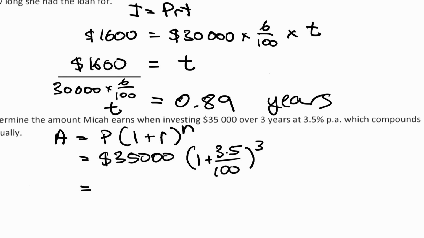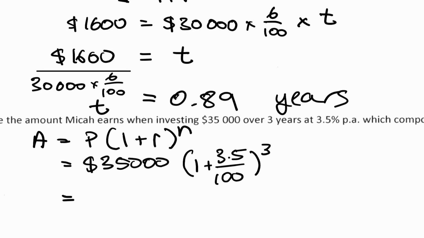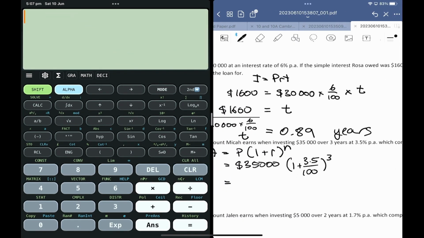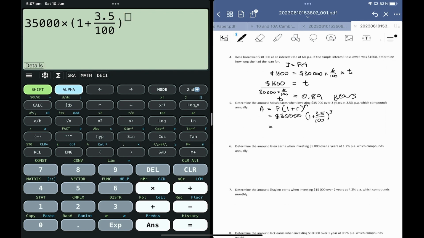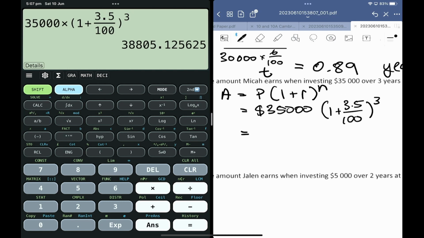And then we plug this into the calculator and we get 35,000 times 1 plus the interest rate, which is 3.5 over 100, all to the power of 3 years, giving us a total of $38,805.13, rounded to the nearest cent.